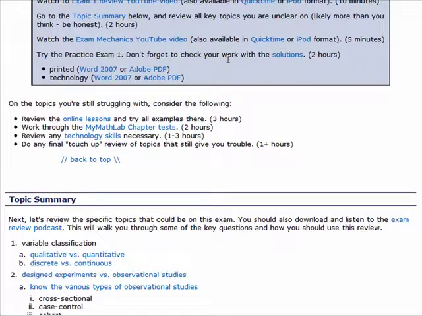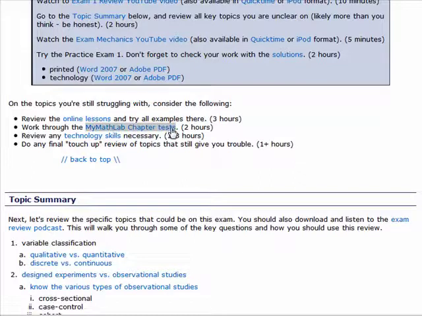It has some extra stuff, which is good because there are extra things to prepare you there. If you watch the exam mechanics video, this will make more sense, but there's a printed portion and a technology portion, and don't forget to check that with the solution. That should take you a couple hours. Then after that, you'll know where your weaknesses are. So spend some time going through the online lessons again. If you like, you can do the My Math Lab chapter tests.